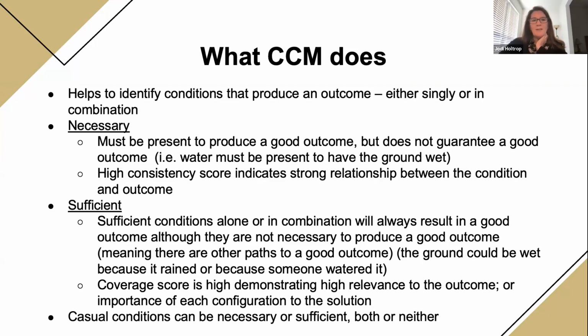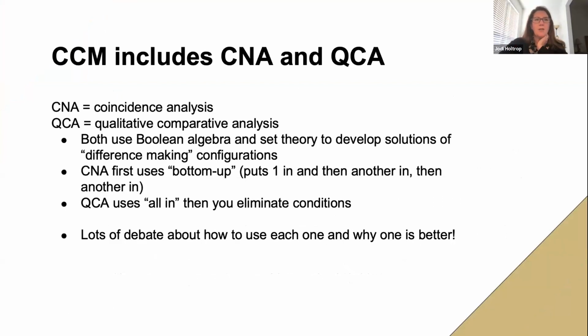Don't worry about getting this all down. Just try to think about the big picture. There are two types of CCMs mostly. There's coincidence analysis and qualitative comparative analysis. I've never used coincidence analysis, so I'm not an expert on that, but there are some people who are really good at it, and I've included some references on that. And I think it's very wonderful and exciting. I just have used QCA.